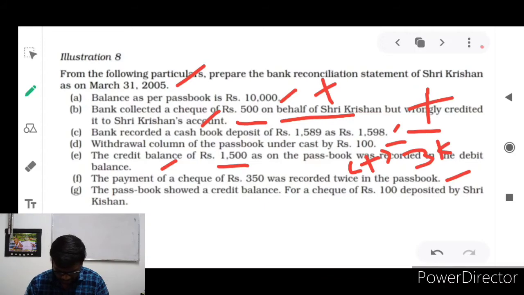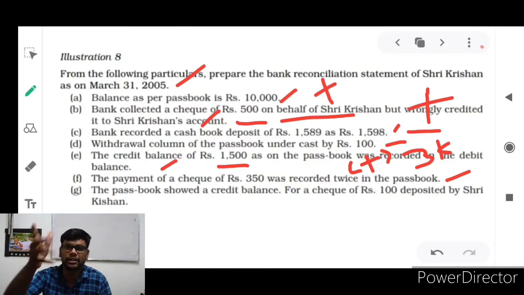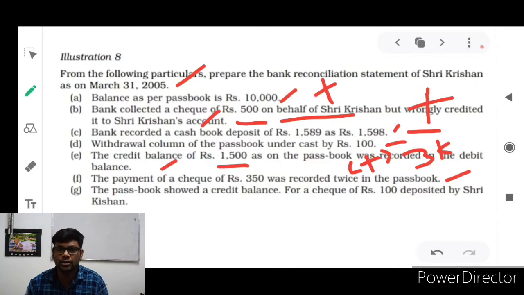Next one, the payment of a check of rupees 350 was recorded twice in the passbook. You issued the check to your creditor. You are Sri Kishan. Sri Kishan issued the check amount rupees 350 to your creditor. Your creditor submitted the check to the banker. So immediately the banker debited that 350 rupees in your bank account after scrutinizing the check. So that 350 will be credited to your creditor's account. Now that 350 is debited in your bank account, it is an actual entry.